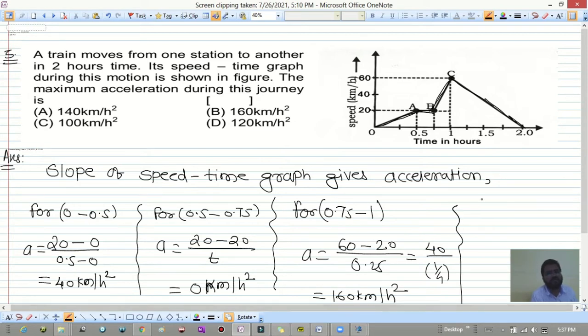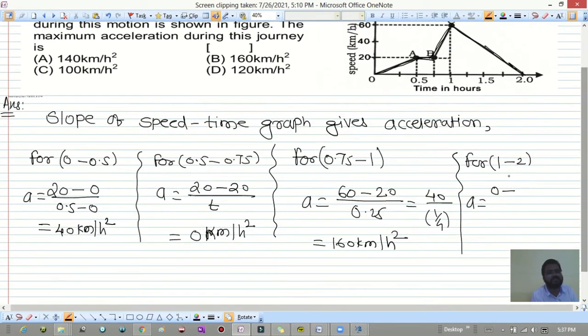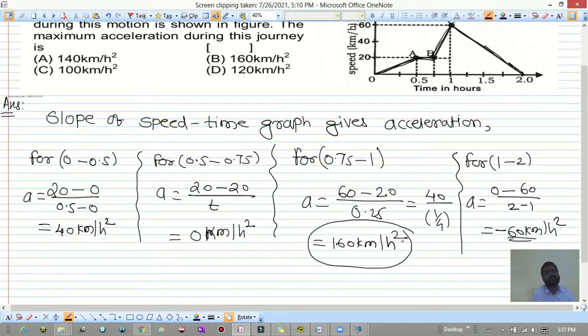And the last one we have for 1 to 2, if you just calculate, acceleration is finally 0 minus initially 60 divided by 2 minus 1, which is equal to minus 60 kilometer per hour squared. So in total, as you can see, this one is the greatest acceleration we have. So the answer for this question is 160 kilometer per hour squared. So I think it is clear.